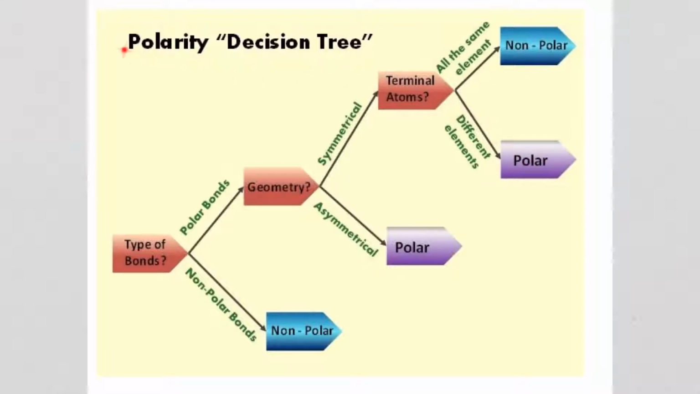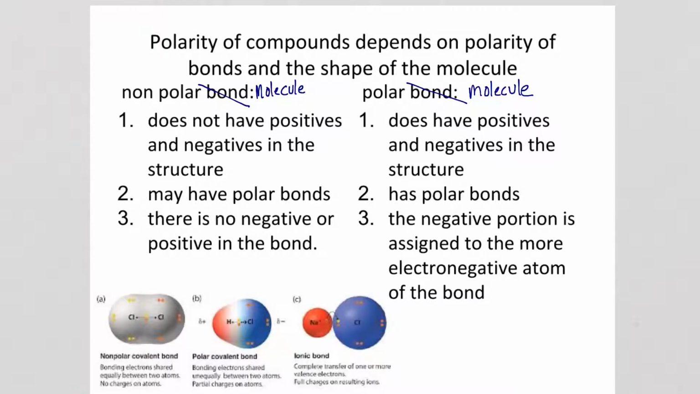If you apply this polarity decision tree to many of the things we talked about before, you'll find that to be true in the VSEPR theory diagram or lecture. So to help you understand this decision tree, let's talk about these things individually. I made a goof, so you want to change these terms from bond to molecule up at the top of each of these columns.